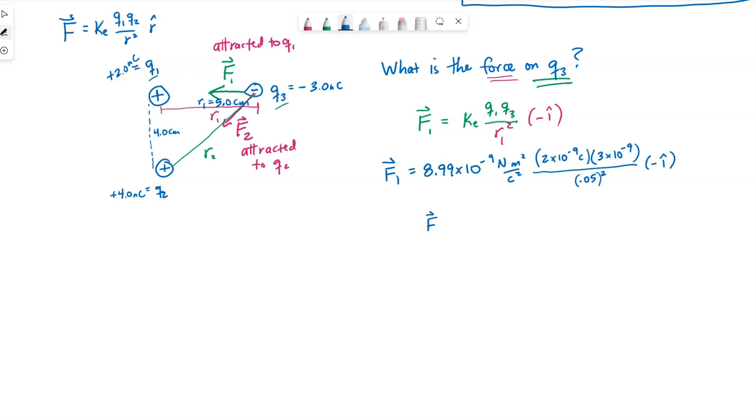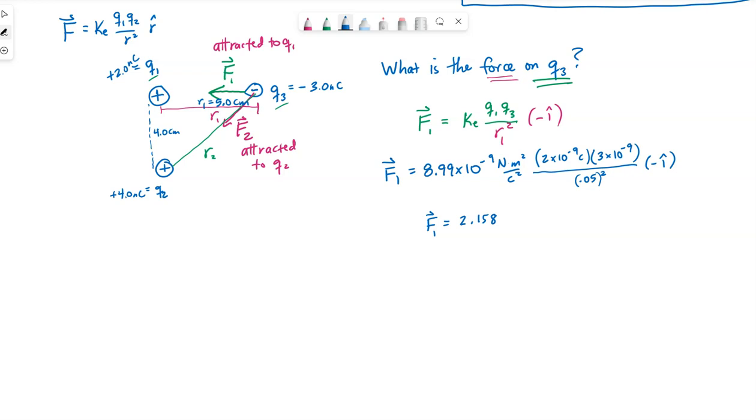Because I know Q3 is attracted to Q1, which means it's getting pulled to the left, I need to make sure my vector represents what I'm writing out, that the number I'm getting represents to the left. So I'm just plugging numbers in. Okay, I'm going to go out a few digits because I'm not at a final answer.